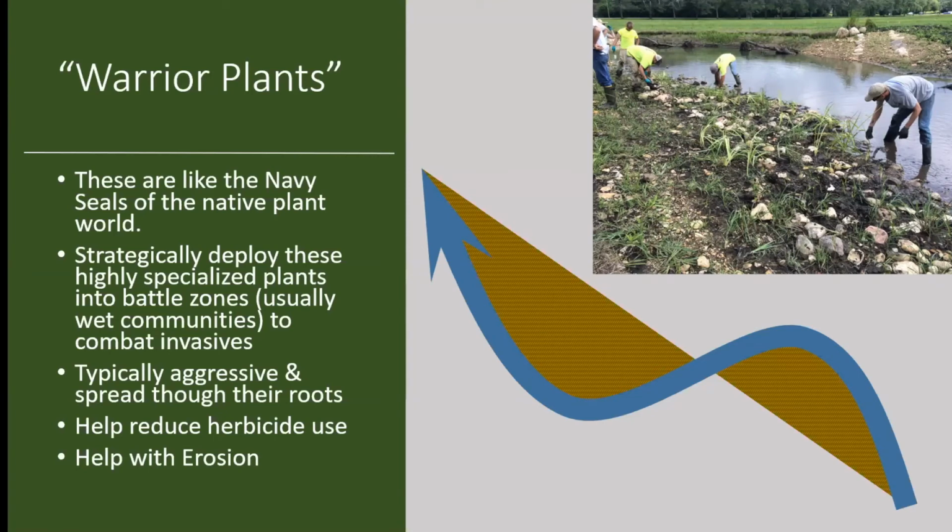So why do I call these warrior plants? Well, I call them warrior plants because these are like the Navy SEALs. You want to deploy them only when necessary, and strategically deploy these into highly specialized communities. So again, these would typically be really aggressive grasses and sedges, typically used in your wetlands. And why you would use them there is they spread through their roots, forming sods to help combat invasive species, which is going to help reduce erosion, particularly in streams, but also it's going to help you reduce your herbicide use and make a stronger, more resilient community that you can let cook on its own, I guess, for lack of a better term.